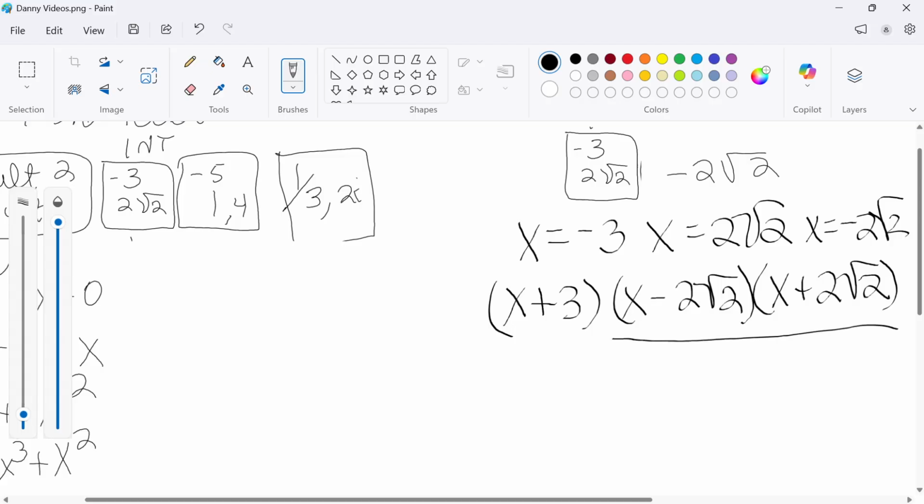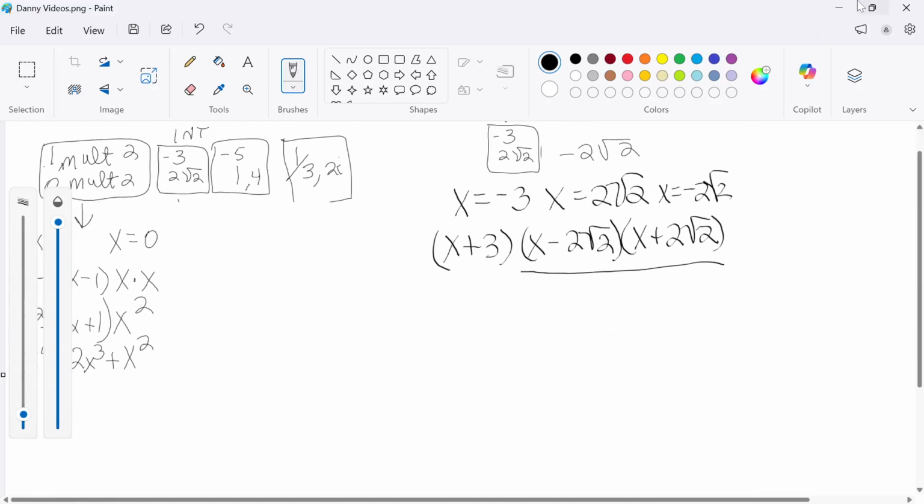Always do the i's or the square root ones first because the middle terms are going to drop out. X times x is x squared, minus 2 square root of 2x plus 2 square root of 2x. Those just cancel. Negative 2 square root of 2 times 2 square root of 2 is negative 4 times square root of 2 times square root of 2, which is 2. Negative 4 times 2 is minus 8. And then x plus 3.